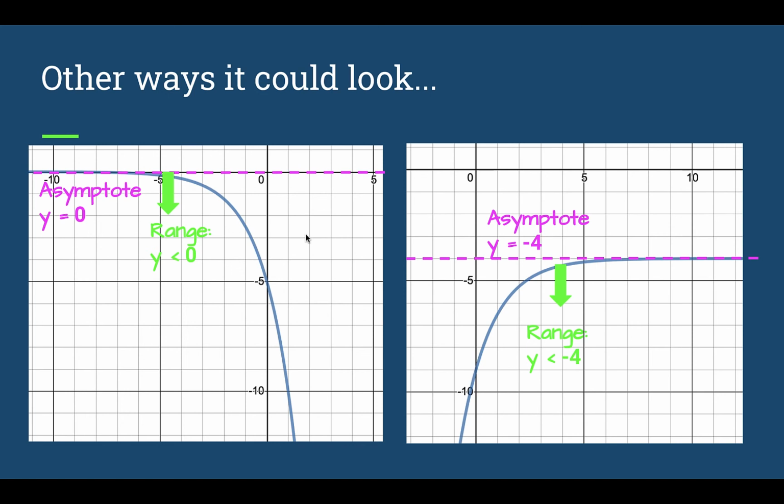On the right, this time our asymptote, here's an example where it does not flatten out at y equals 0. It flattens out 1, 2, 3, 4 units down. So at y equals -4. This time, if you notice, the graph is still below, but our range is y is less than -4. So whatever the number was for the asymptote, that's the same number for the range. All of our previous examples were 0, but just know it could be another number.